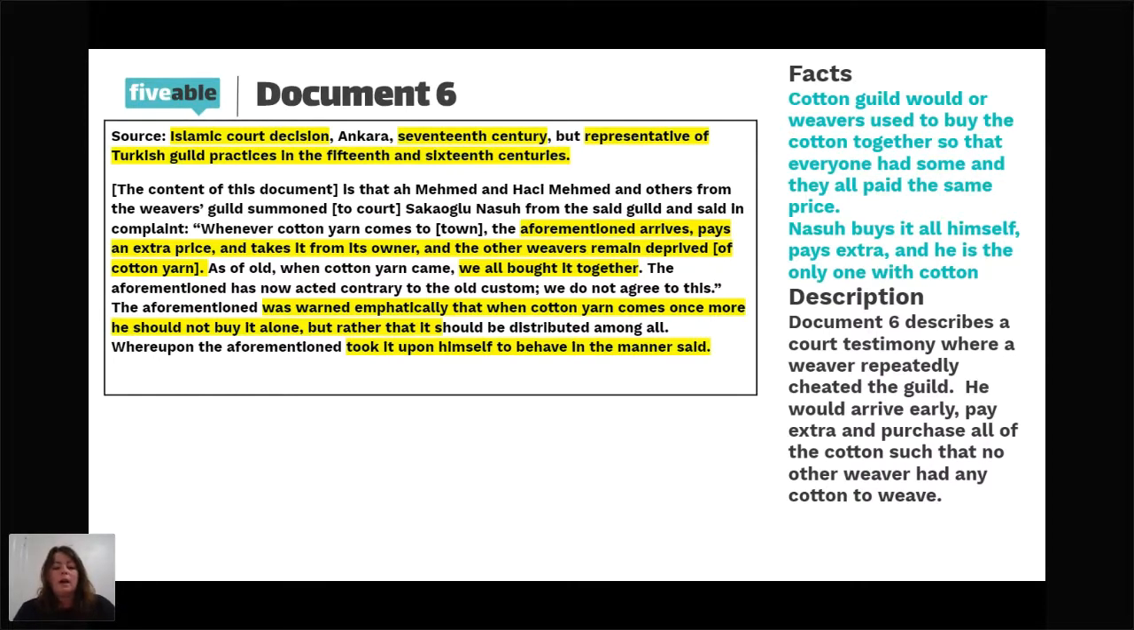Okay, so Mahed and Mahed are upset about Nasu and they've summoned him to court. Let's see what their complaint is. What did Nasu do? They said, whenever cotton yarn comes to town, the aforementioned arrives, pays an extra price, and takes it from its owner, and the other weavers remain deprived of cotton yarn.